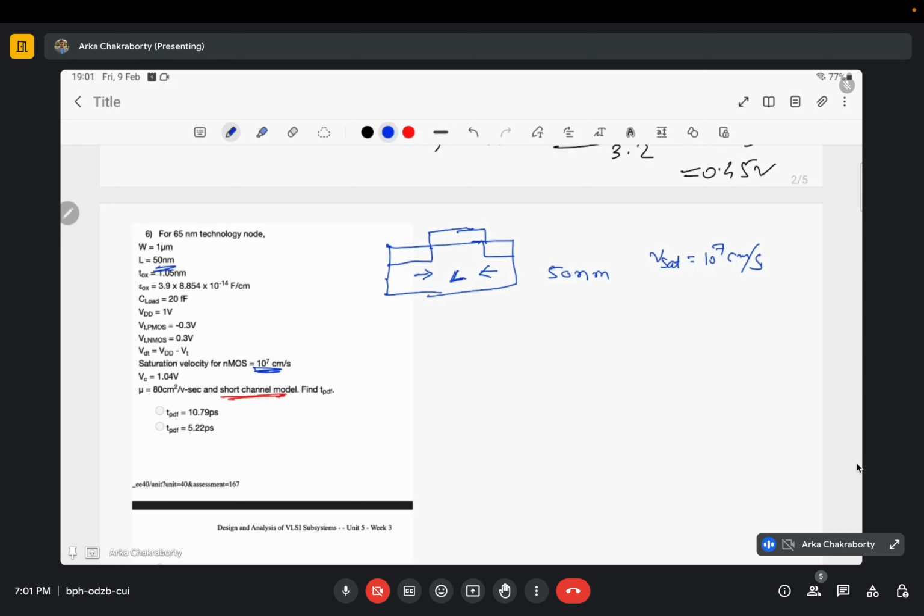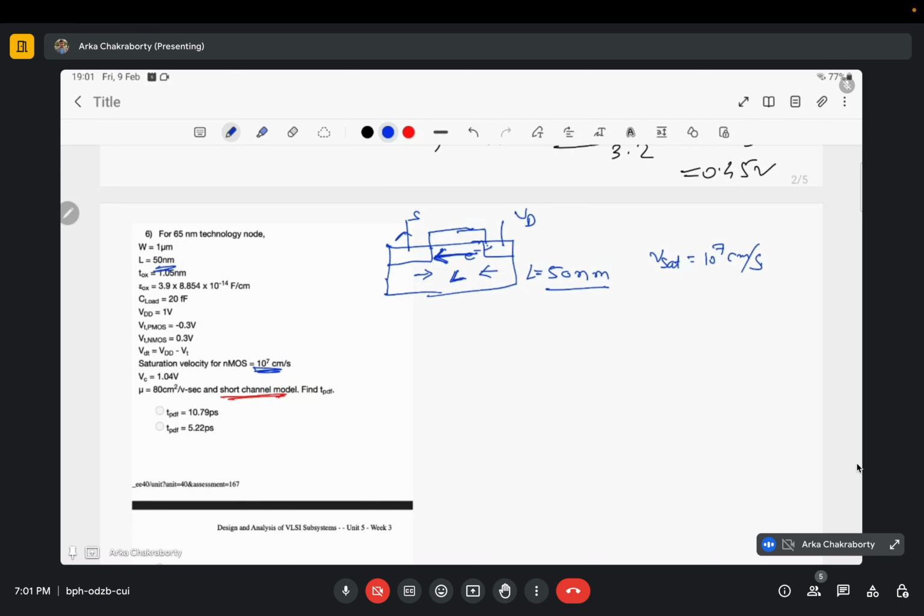So if length is this much and Vsat is 10 to the power 7 centimeter per second, an electron is coming from Vd, one electron has entered from Vd. So how much time will it take to exit through the source? Can anyone tell me? This is my length L and this is my Vsat. So how much time will the electron take to complete this distance?